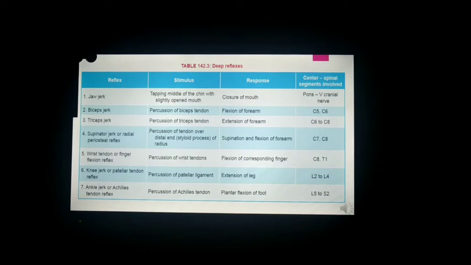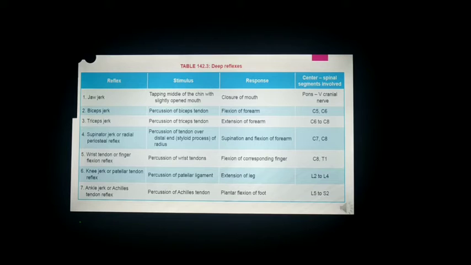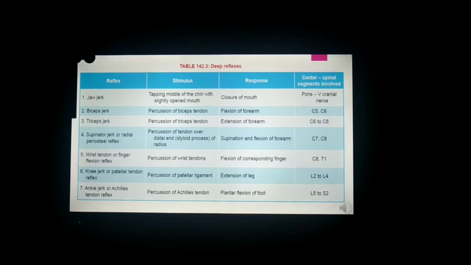Fourth one is supinator jerk or radial or periosteal reflex. Next is wrist tendon or finger flexion reflex. The sixth one is the knee jerk or patellar tendon reflex. The stimulus is percussion of patellar ligament, and response is extension of leg. The seventh one and the last one is ankle jerk or Achilles tendon reflex. The stimulus is percussion of the Achilles tendon. Response is plantar flexion of the foot.